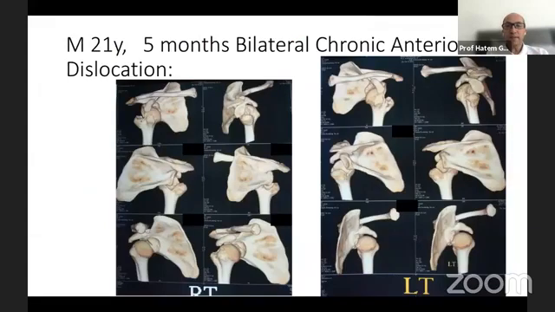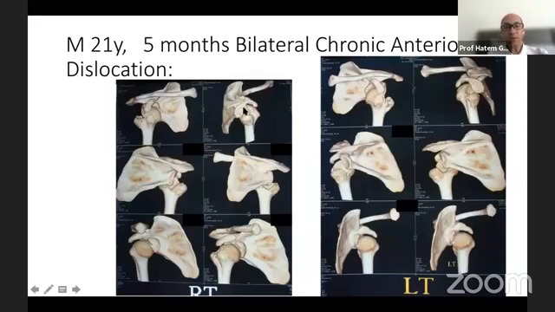But I was confronted earlier this year with a 21-year-old patient with 5 months of bilateral chronic anterior dislocation. And this was his CT. So I want you to look at the CT carefully. Both right and left are similar. So we have a chronic anterior dislocation. We have a new pseudoglenoid that's available. Let me put the marker on. We have the new pseudoglenoid, and we have a malunited greater tuberosity.